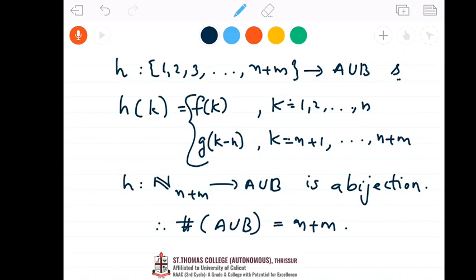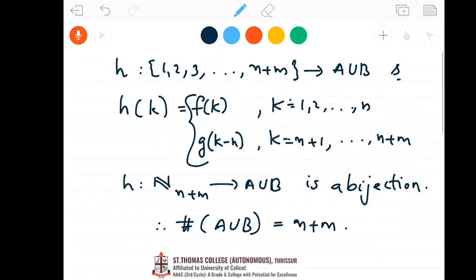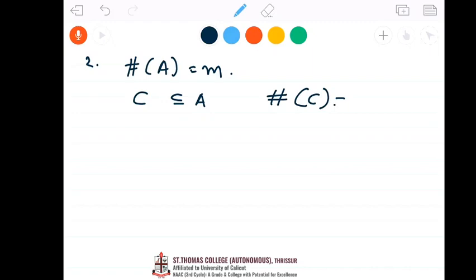Okay, this is the first part of our theorem, and the second part says that suppose A is a finite set with m elements. So A is a finite set with m elements, and C is a subset of A, and C contains only one element. So number of elements in C is equal to 1.